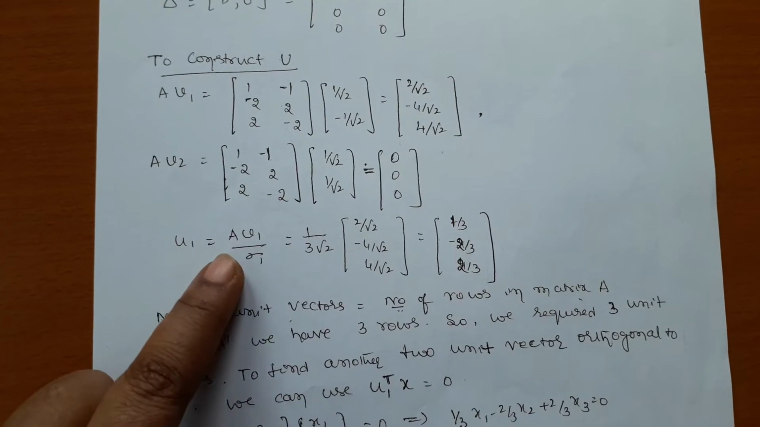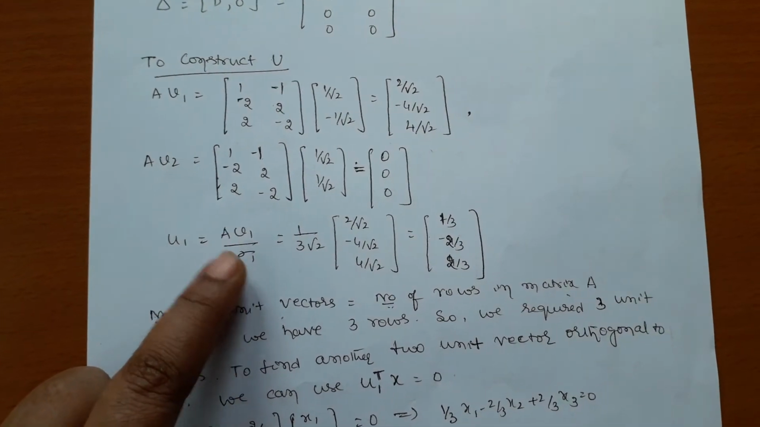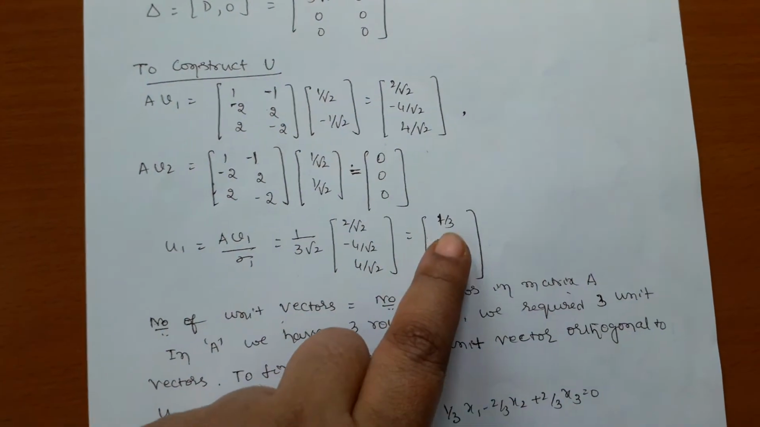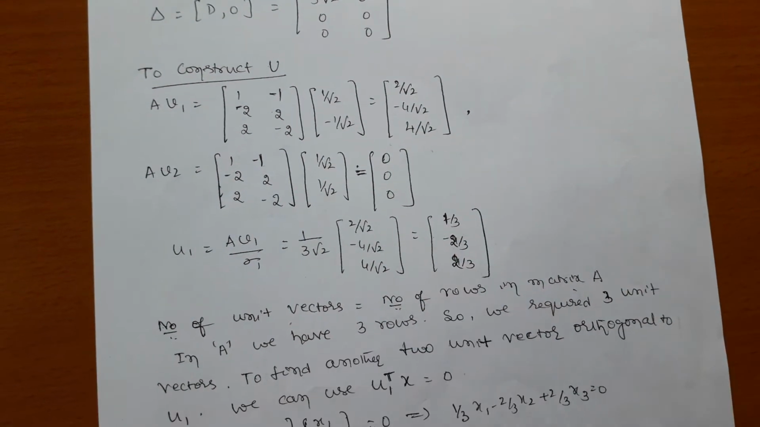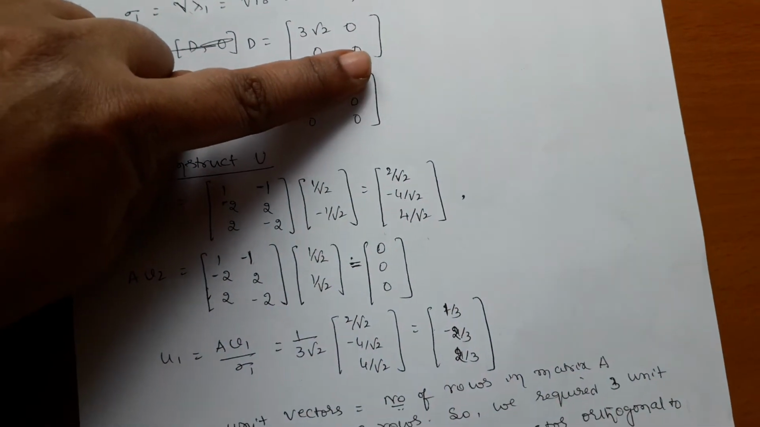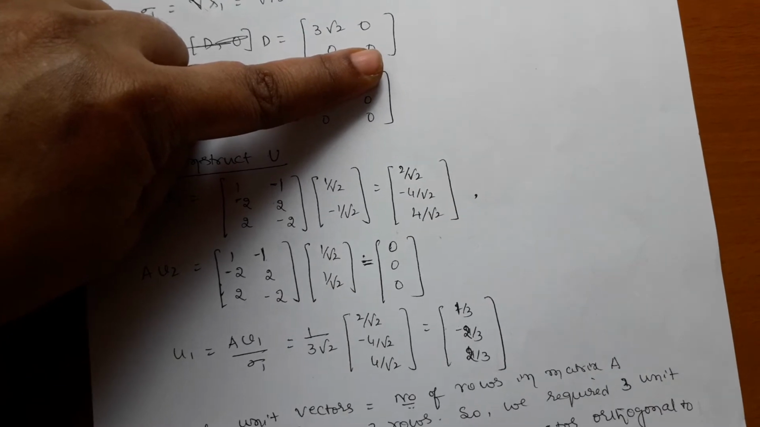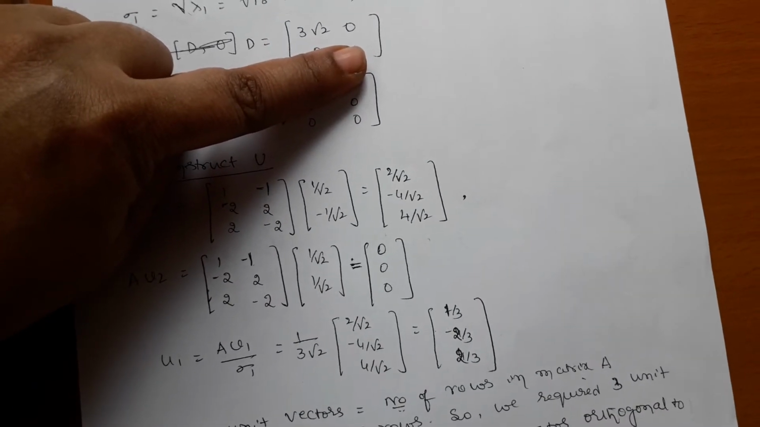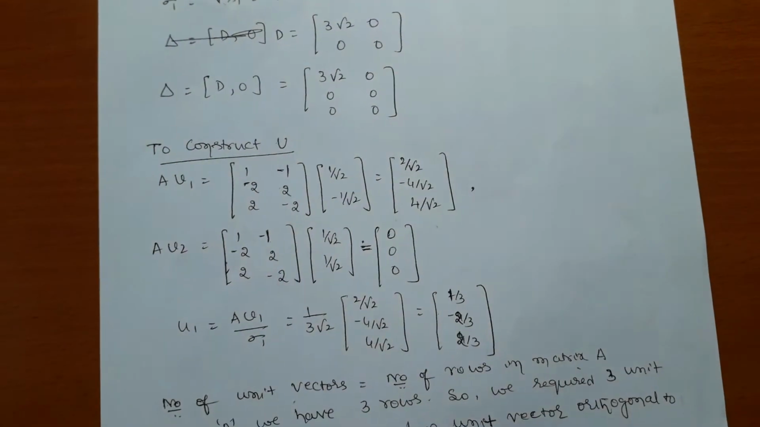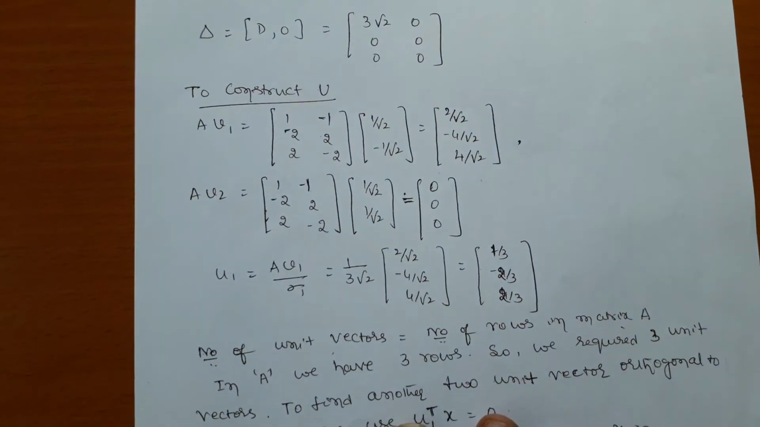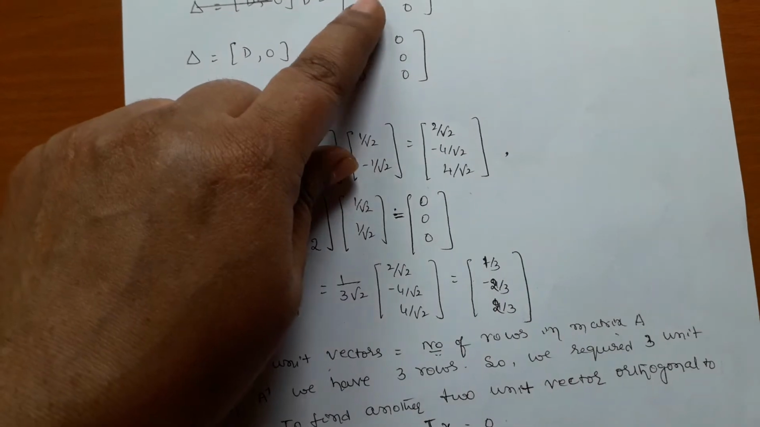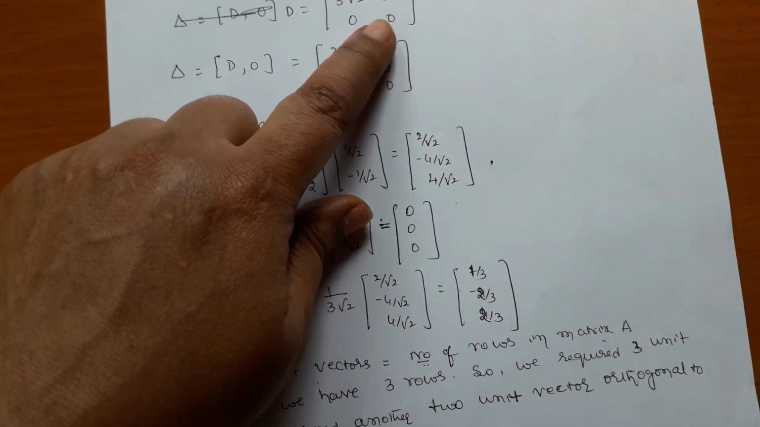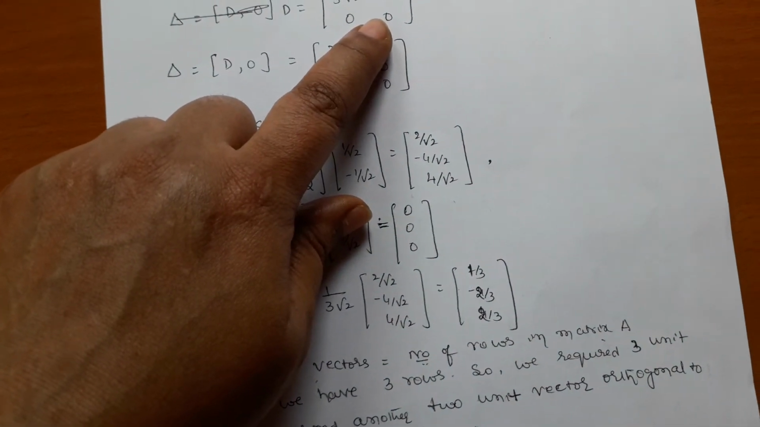What is u1 here? AV1 by sigma 1, which is nothing but 1 by 3, minus 2 by 3, 2 by 3. Please try to understand. Now we have to erase this thing. Which one? The 0, 0. We have considered only 3 root 2, 0, 0, 0. Are you clear? Yes. Why? Because we make a diagonal matrix with non-zero singular values.